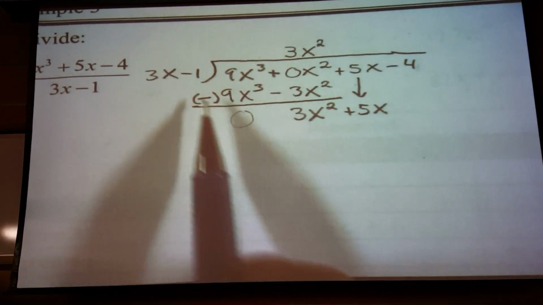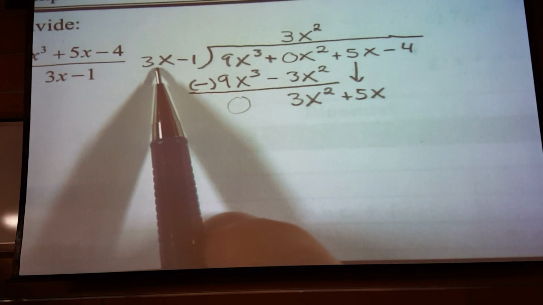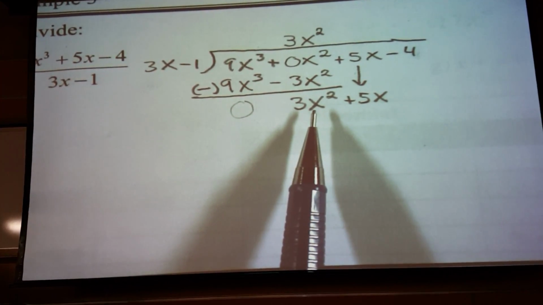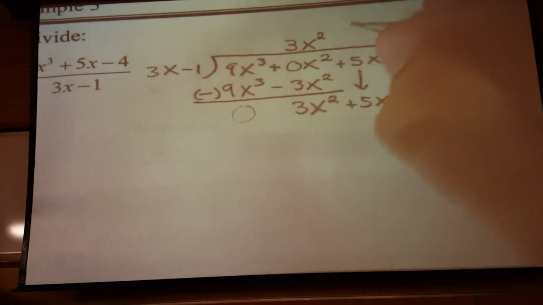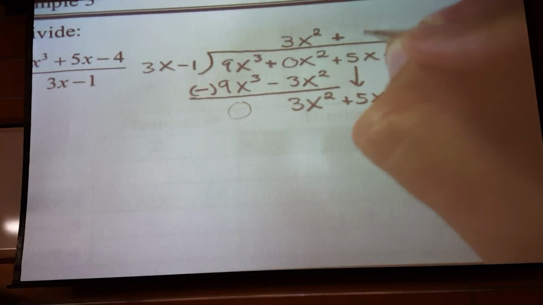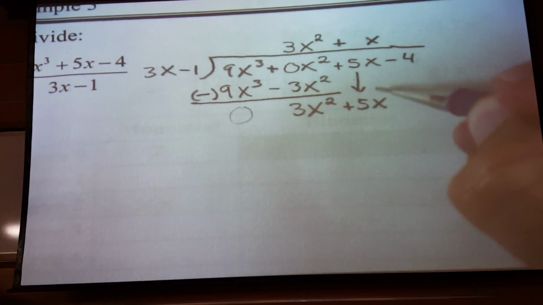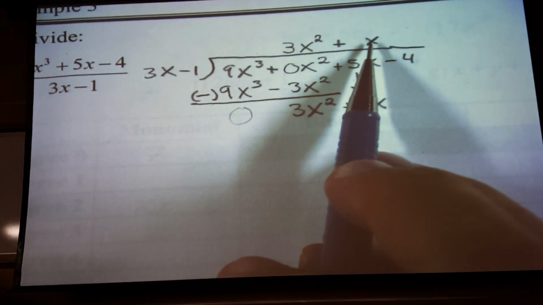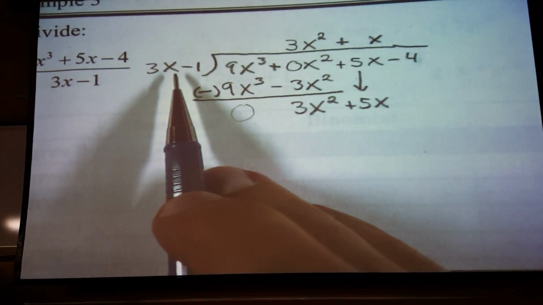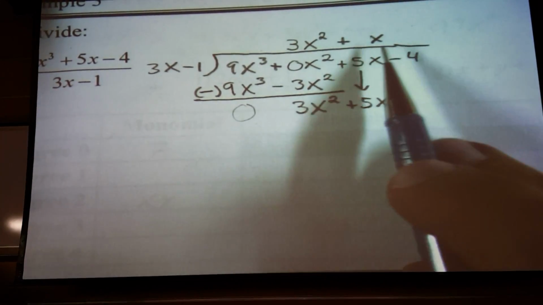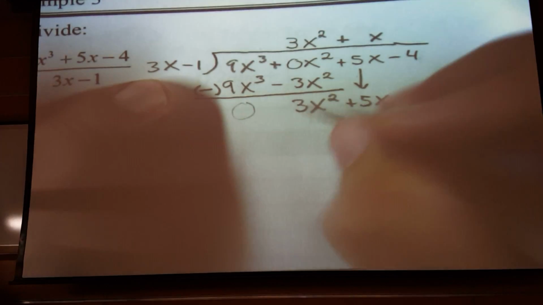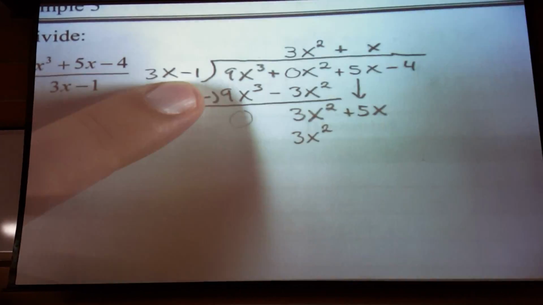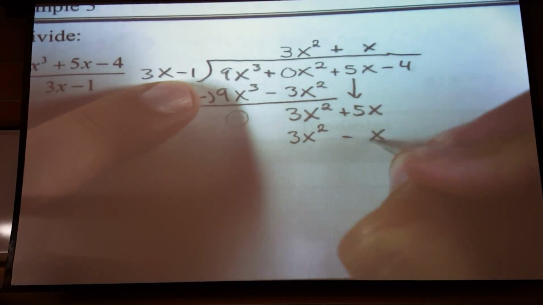We ask ourselves this unusual question again. How many times does 3x divide into 3x squared? X times. Awesome. A positive x times, as a matter of fact. Look, our x's are lining up again. And then we take our new term up here and multiply it by the entire divisor. So, x times 3x makes 3x squared. X times negative 1 makes negative x.